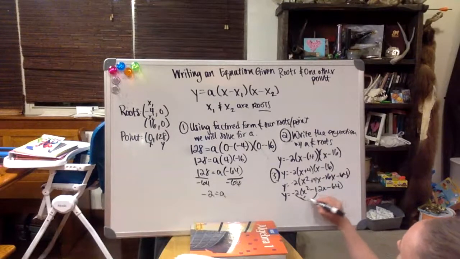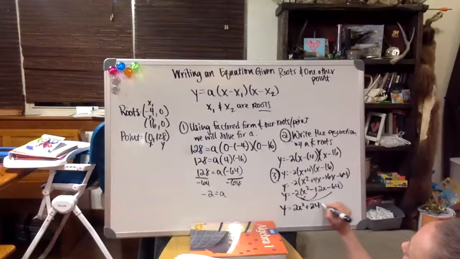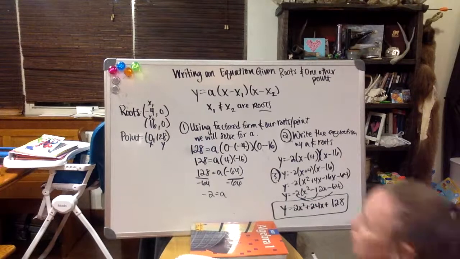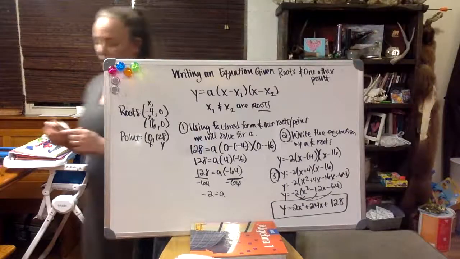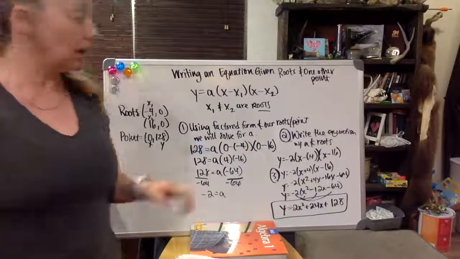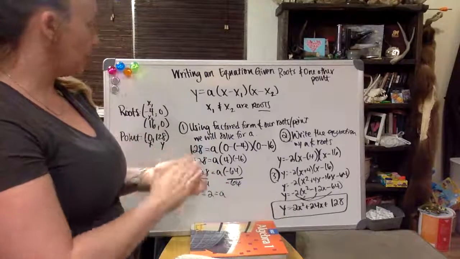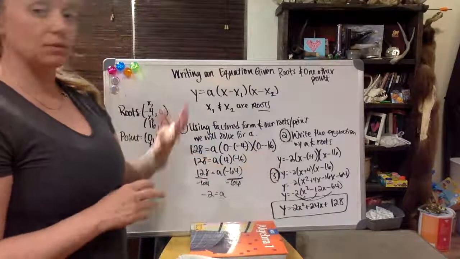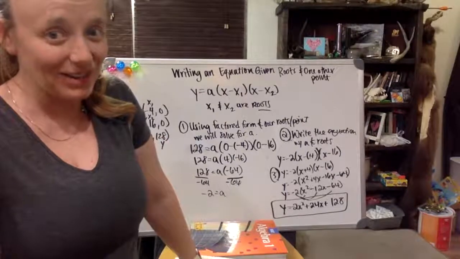I'm now going to distribute that -2, and I get y equals -2x squared plus 24x plus 128. Exact same equation that we've been using over and over. We've just found 3 different ways to utilize different aspects of that parabola to create the equation. I hope you've written down all the notes for this one, as well as the other 2 videos. And now you will be all set to write a lot of equations.